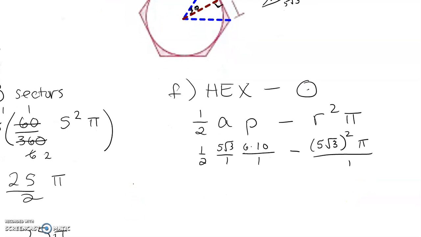So now 2 goes into 6 3 times, and this is all multiplication, which is why I can do that. I couldn't cross an addition or subtraction sign. So 30 times 5 is 150 root 3. 25 times 3 is 75 pi.